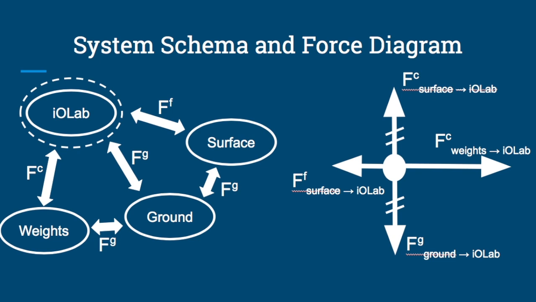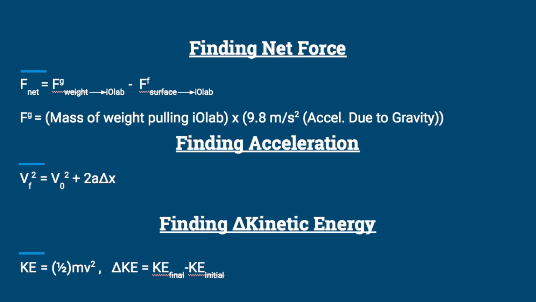So, system schema and force diagram. Our system schema helps us to know the forces that are acting upon the system and what our system includes. For example, our system includes the ILAB only, therefore everything outside of the system is providing work. The free body diagram represents all the forces acting on the ILAB. We see that normal force and force due to gravity are equal and opposite, so they cancel. We notice the contact force from the weights is not equal to the frictional force, causing the net force to be greater than zero. Here are a couple of the equations that we'll be using later to make our calculations.